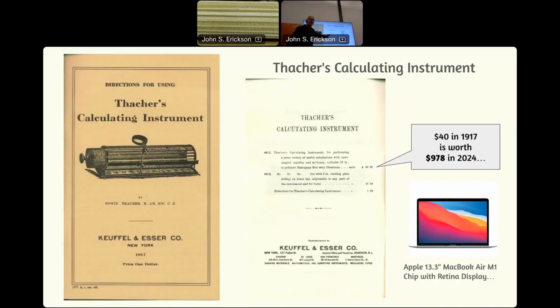Through that time, it was not until the early 60s that you could get a desktop electronic calculator. And in 1917, this was being sold for $40, which, when I calculated this sometime in 2024, is almost $1,000. Which at that time could buy a 13.3-inch MacBook with a Retina display. And the funny thing about this is, at the same time that I did this, if you look on eBay to buy one of these, they go for $1,000.